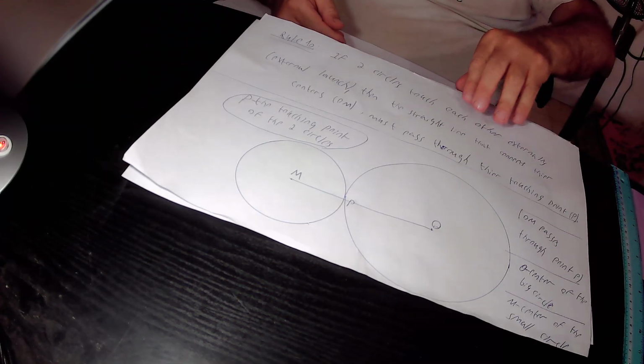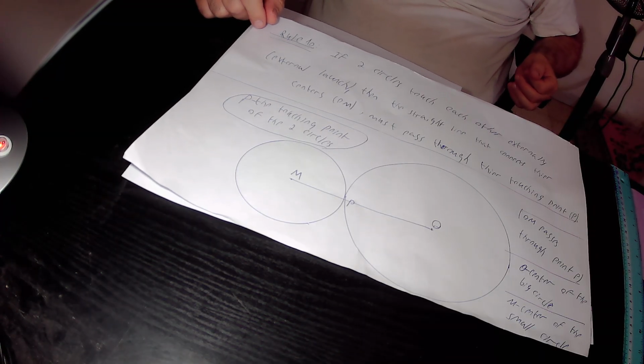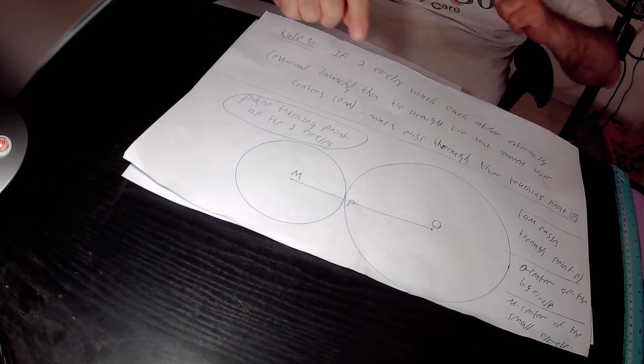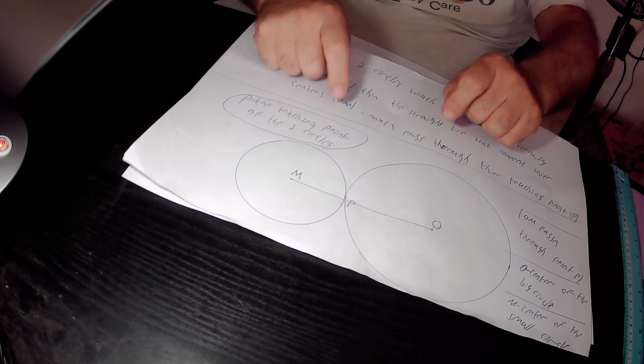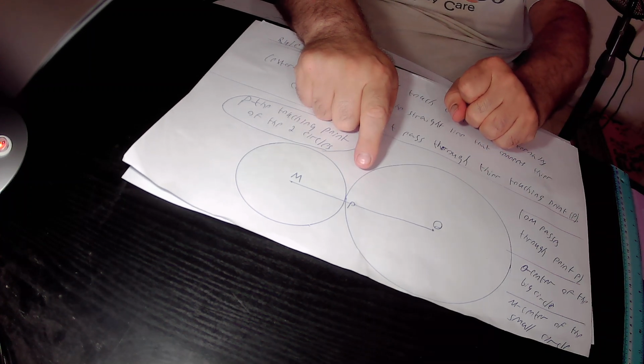According to rule 10, if two circles touch each other externally, then the straight line that connects their centers together must pass through their touching point. So in the drawing we have two circles. Those two circles touch each other externally at this point P. We have an external edge between them at point P.